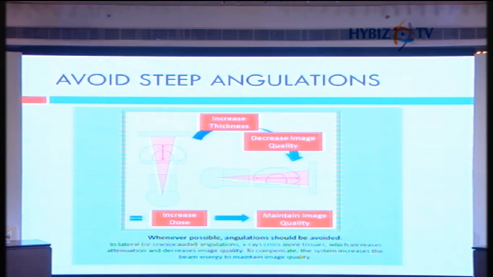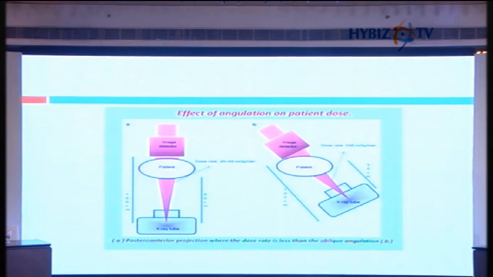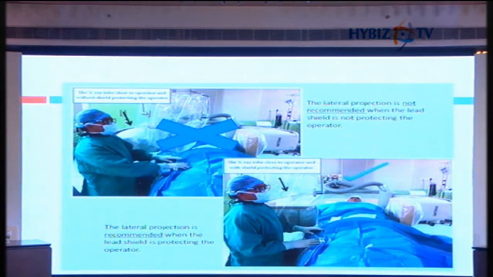And the second thing is, especially in left lateral and cranial angulations, the image source will be close to the operator. So it's better to avoid steep angulations. Whenever you are using a left lateral or left cranial position, always use a shield, whether table mounted, ceiling mounted, or a portable shield. Keep a shield, and then minimize the angulations.